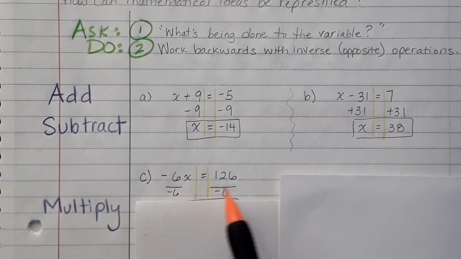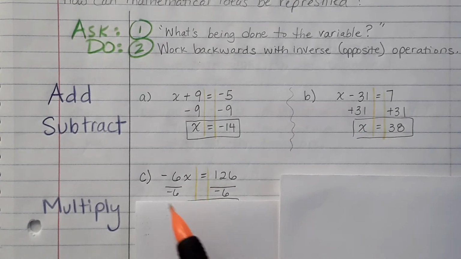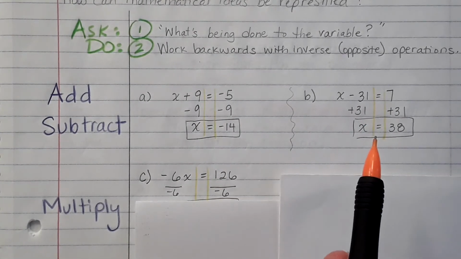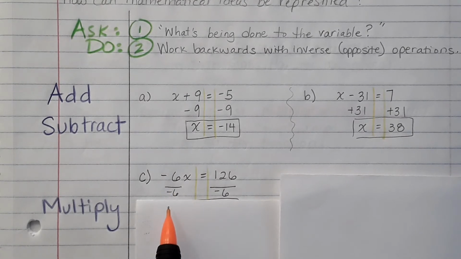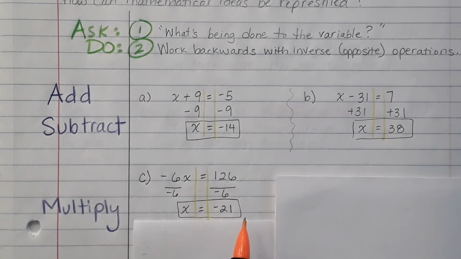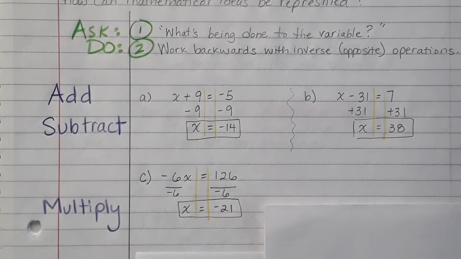Do not use this bar for adding and subtracting. I'm going to say it again. Do not use this bar for adding and subtracting. It only means divide. Remember that we work down. Any value divided by itself equals 1. We don't need to write 1x, so just x. And on the right, we get negative 21. So our final solution is x equals negative 21.